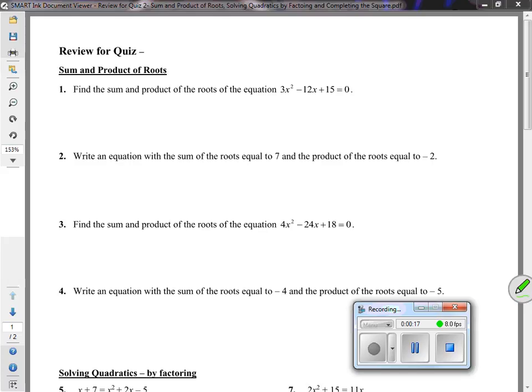So some of the questions will be about the sum and the product of the roots, which you can do the long way, but I wouldn't waste your time to do it that way.